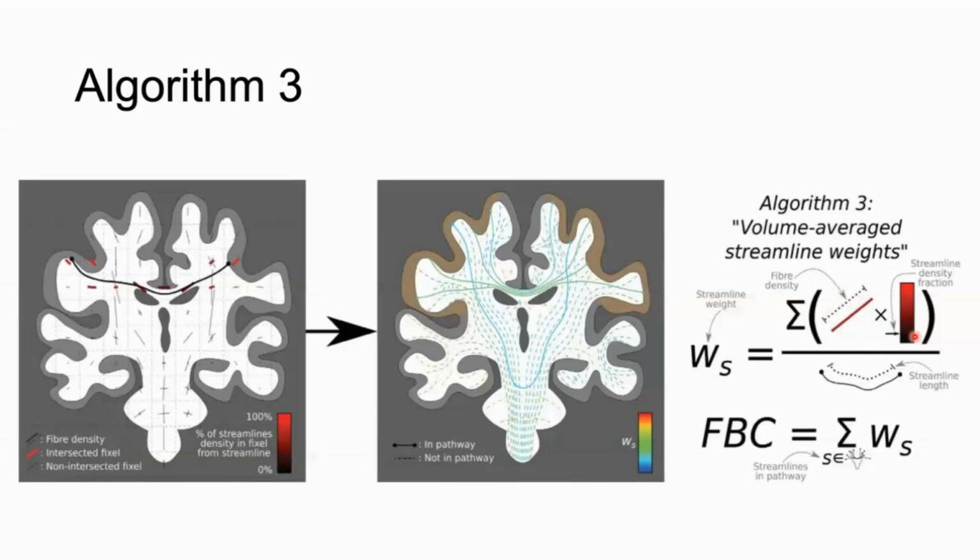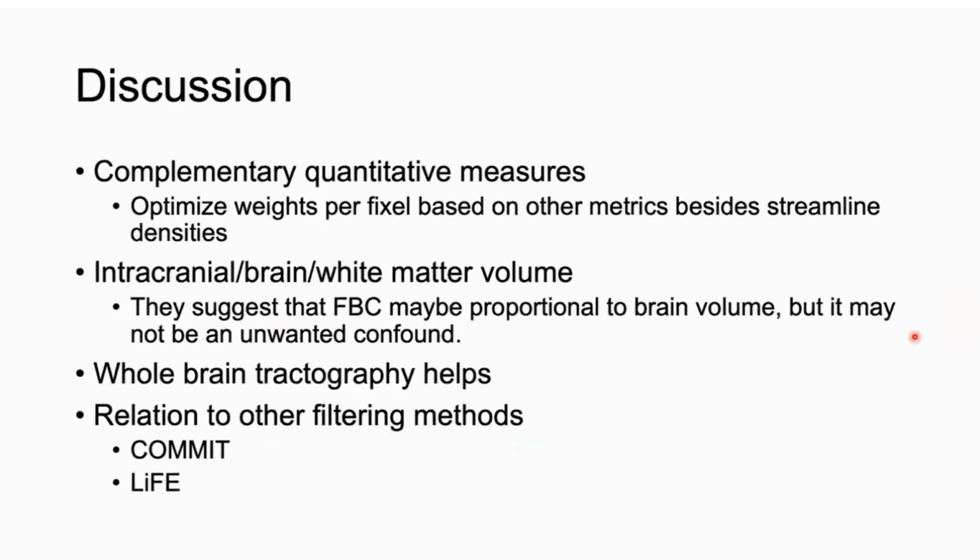And so you can bring in per pixel, per fiber density, per pixel quantification, even if you want to just say, oh, I just want to know what neurite density is across this bundle. You can actually optimize weights per pixel based on other metrics as well.